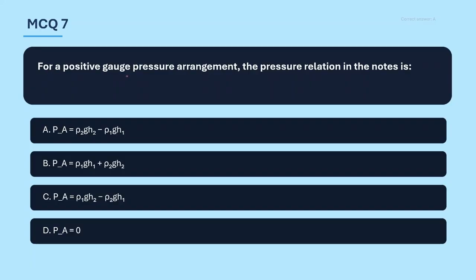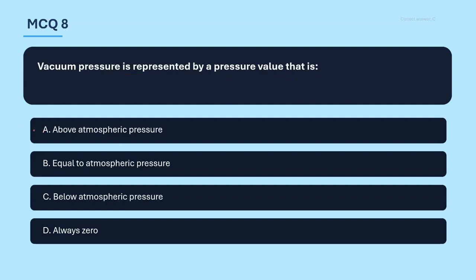Next question: for a positive gauge pressure arrangement, the pressure relation in the notes is. Positive gauge pressure means at gauge pressure, what is the relation? We know that it is P A equals rho g h2 minus rho g h1. So option A is correct. Next, question number 8: vacuum pressure is represented by a pressure value that is, vacuum pressure above the atmospheric pressure, equal, that is below. So option C is correct.